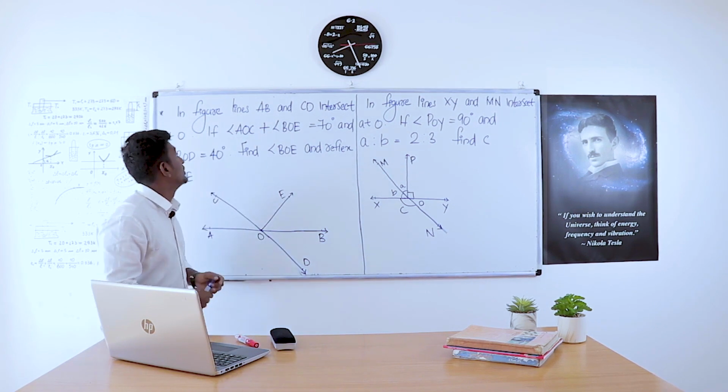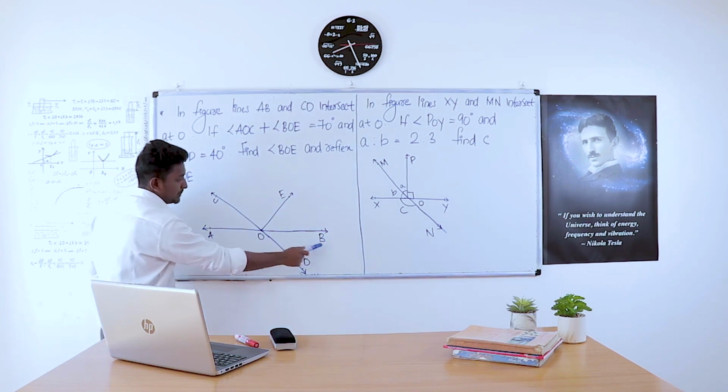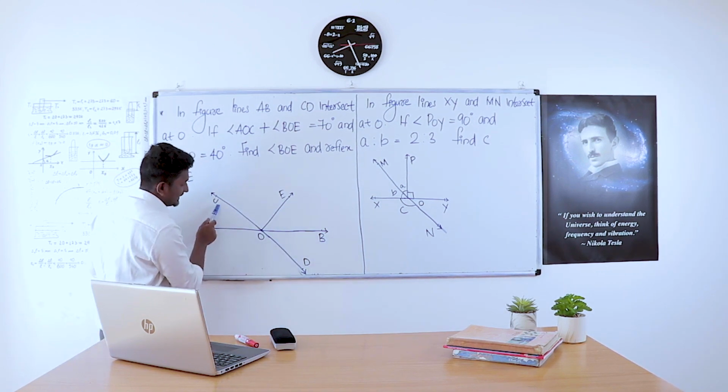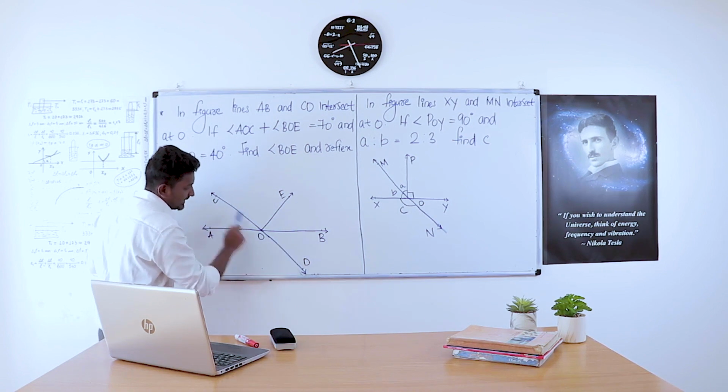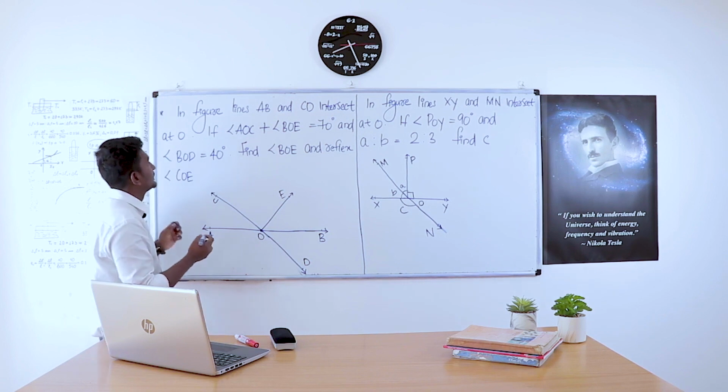Based on this theorem, look at the question. In the figure, lines AB and CD intersect at O. This is AB, and this is CD. These two line segments intersect at O. This is the meeting point O.